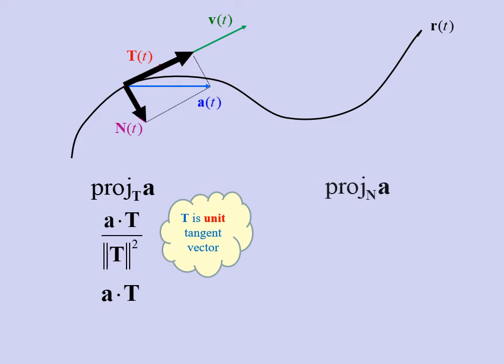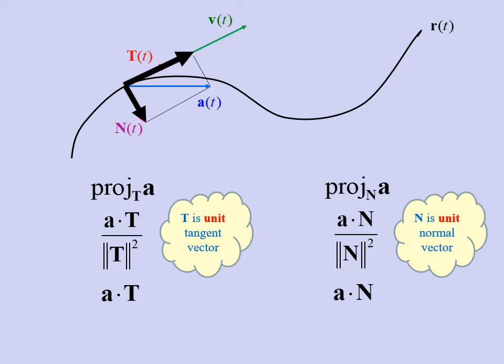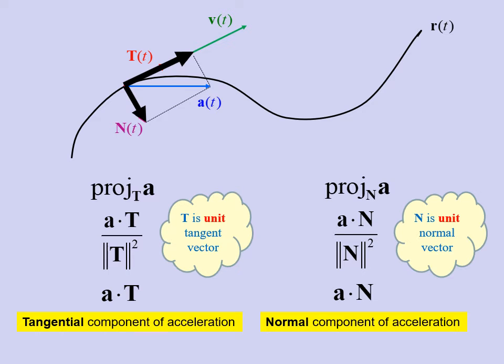And the component that we call the normal component is the projection of the acceleration vector onto the normal vector. And so the projection of A onto N would be the dot product of A and N divided by the magnitude of N squared, and the magnitude of N is 1, so that's just A dot N. So these are the tangential and normal components of acceleration. However, they're not very easy to compute from these formulas, so we'll look at alternate forms.